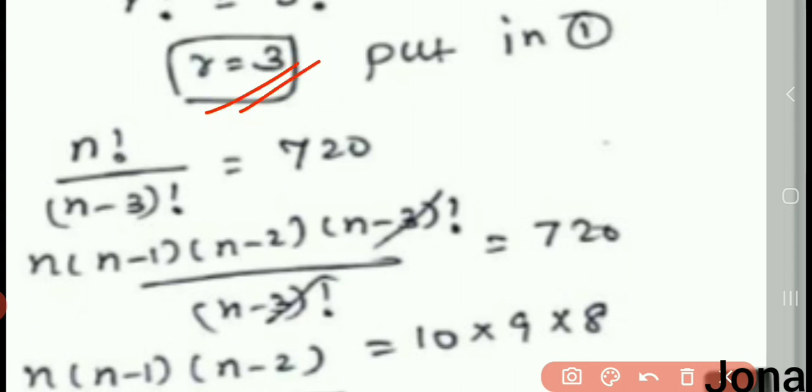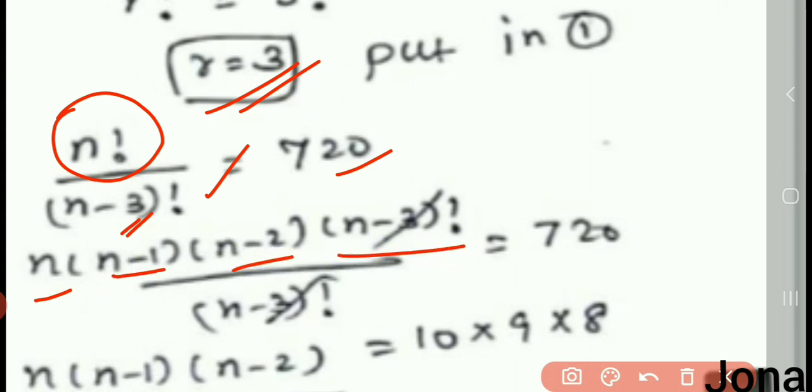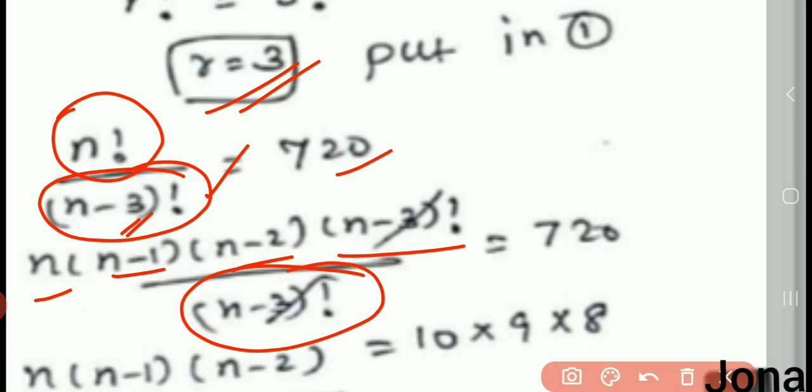I want to find the value of n now. So substitute in equation 1. So n factorial by (n minus, instead of r I put 3) factorial, 3 factorial equal to 720. This n factorial can be written as n into (n minus 1) into (n minus 2) into (n minus 3) factorial, because in the denominator we have this (n minus 3) factorial. So till this (n minus 3) factorial I write in the numerator, and then I can cancel both numerator and denominator, this (n minus 3) factorial.